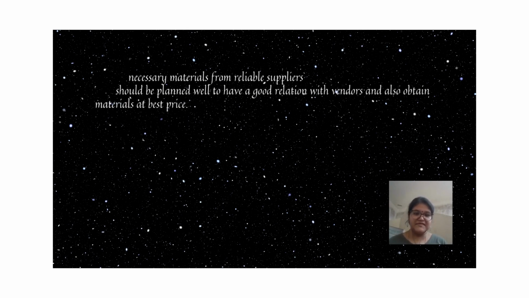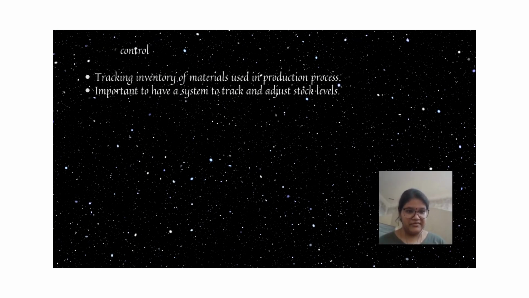Buy necessary materials from reliable suppliers. Our suppliers should be very reliable. Just like how we hire, we should find reliable companies and reliable products. Those companies that are also doing this should have reliable suppliers to produce the necessary materials. And here, the main planning is to have a good relation with vendors and also obtain the best material price and the best materials. The third one is inventory control.